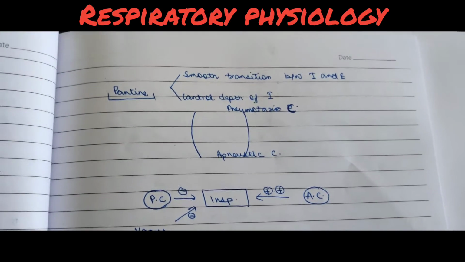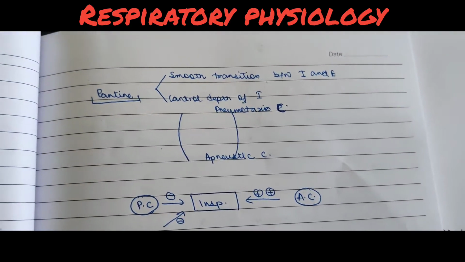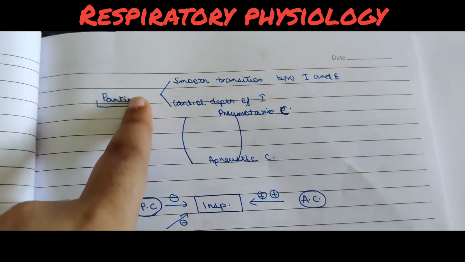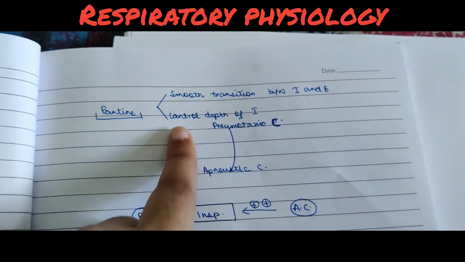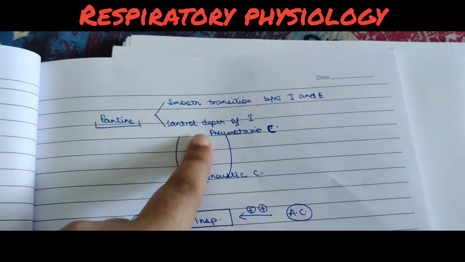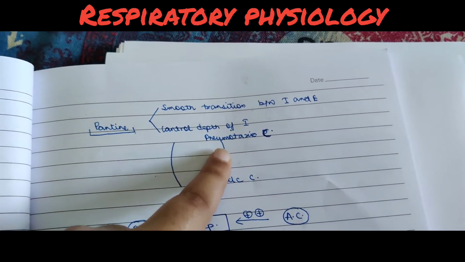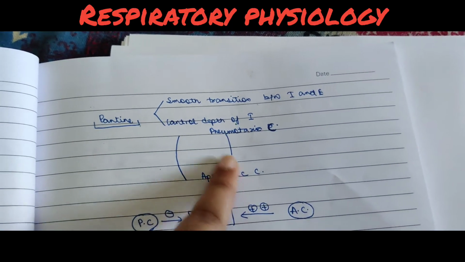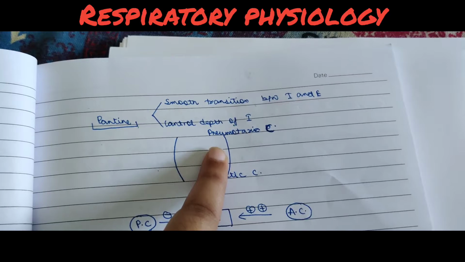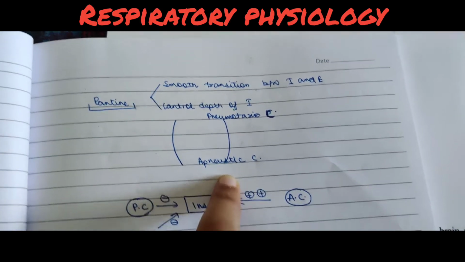Okay, so now we saw the medullary centers. Now we will see the pontine centers. The function of the pontine center is smooth transition between I and E neurons and to control the depth of inspiration. So there are two centers in the pons. The upper one is called the pneumotaxic center and the lower one is called the apneustic center. The pneumotaxic center is the inhibitory center and the apneustic center is the stimulatory center.